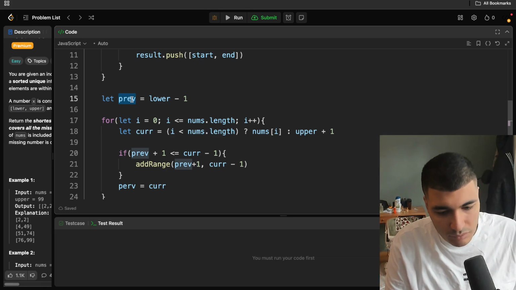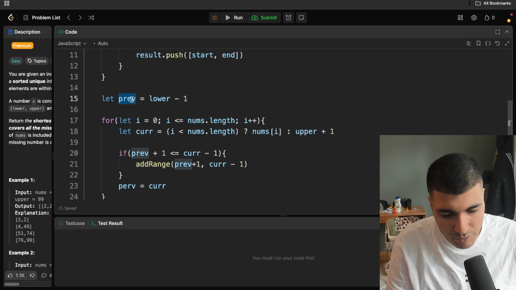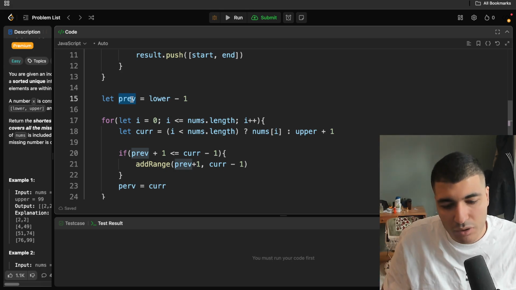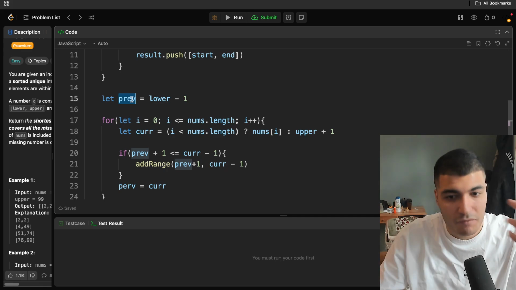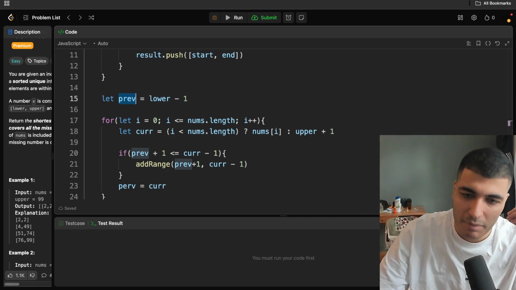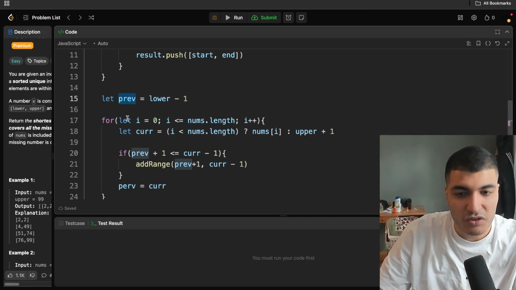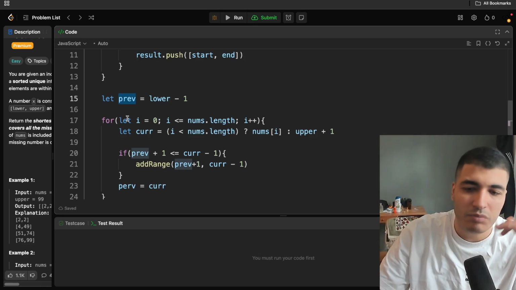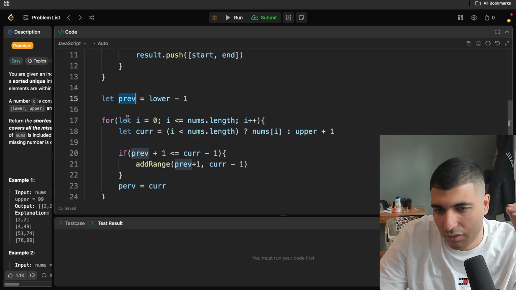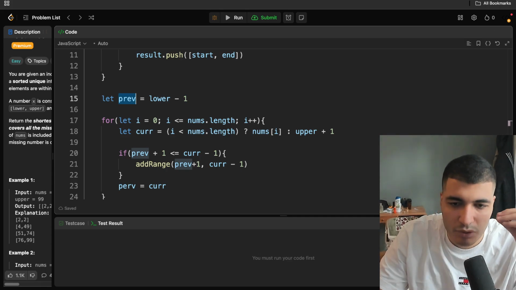If the lower plus 1 is smaller than or equal to the actual element, that means we have missing numbers. Again, the previous plus 1 is the missing number after previous, and the current minus 1 is the last missing number before current. Why do we check it like that?